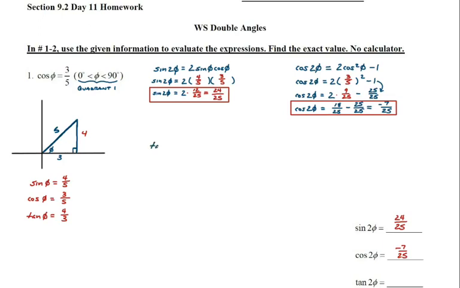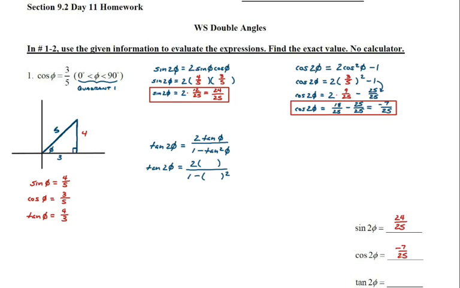The last expression we're asked to evaluate would be tangent of 2 phi. So I'm going to write the double angle of tangent here, which is 2 tangent of phi over 1 minus tangent squared. And again, think of tangent of phi in the top and the bottom as really something I'm going to put a value in place of. So think of this as 2 times something over 1 minus that something squared.